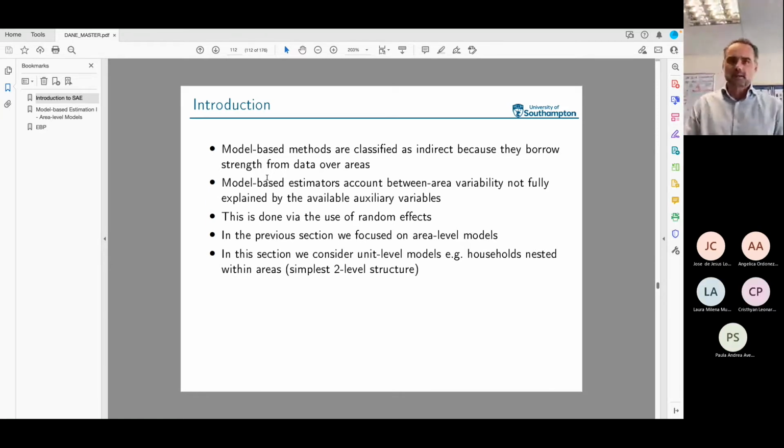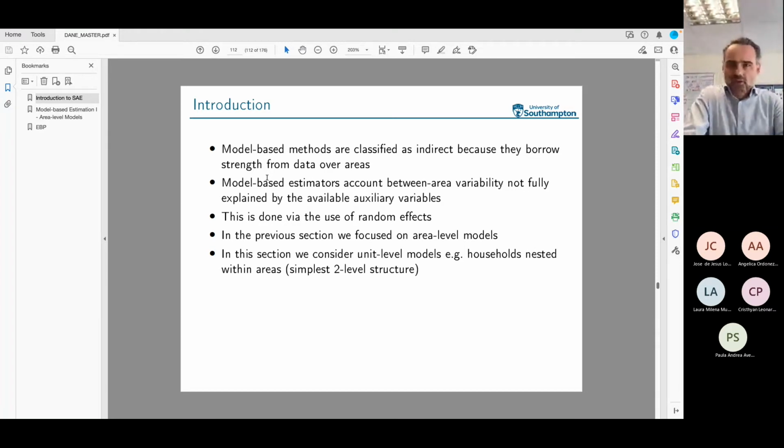Now, the second thing is that model-based estimators account for between-area variability that is not fully explained by the available auxiliary variables. Remember that there is this term that I denoted by u_i, which is called the random effect, and that random effect captures what between-area variability remains after we control for a set of explanatory variables, the X's. That is done by the use of random effects.